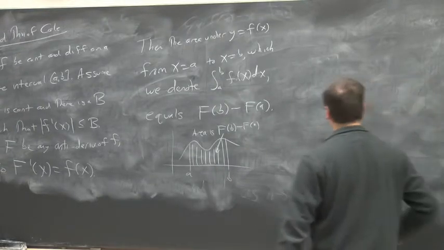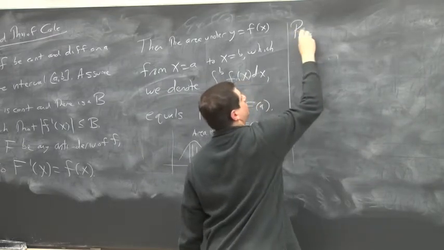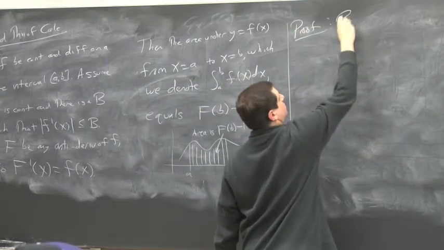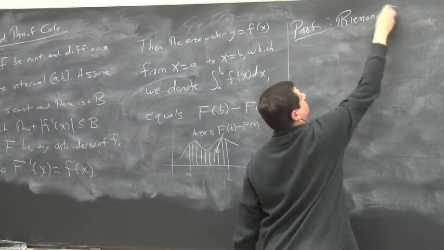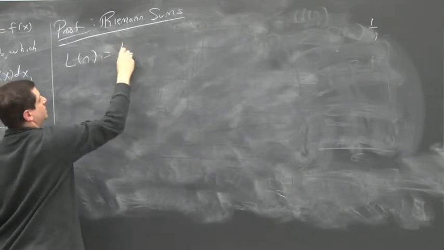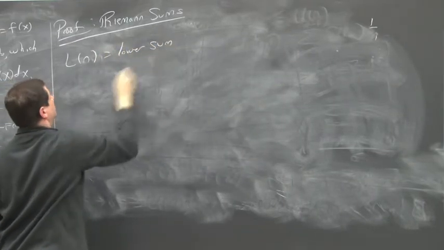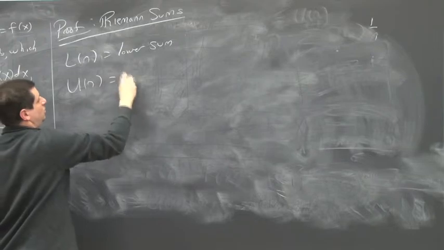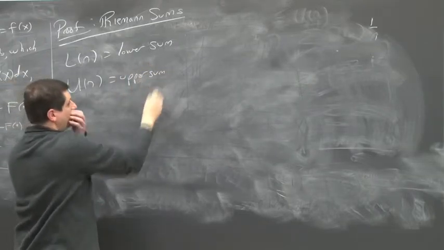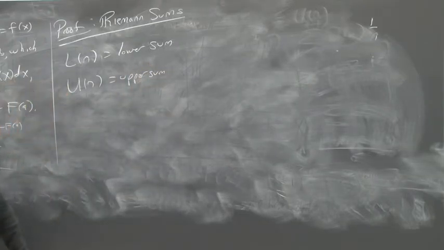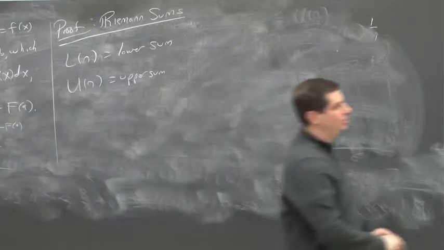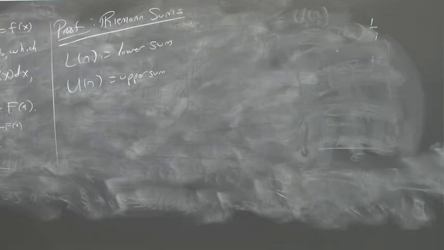So what I want to do, proof, Riemann sums. So L of n will be the lower sum. U of n will be the upper sum. And what we're going to do is approximate the area under our curve with lower and upper sums. So I'm going to draw a picture over here, and then just leave this picture on the board for the rest of the proof. And this will basically describe what's going on.